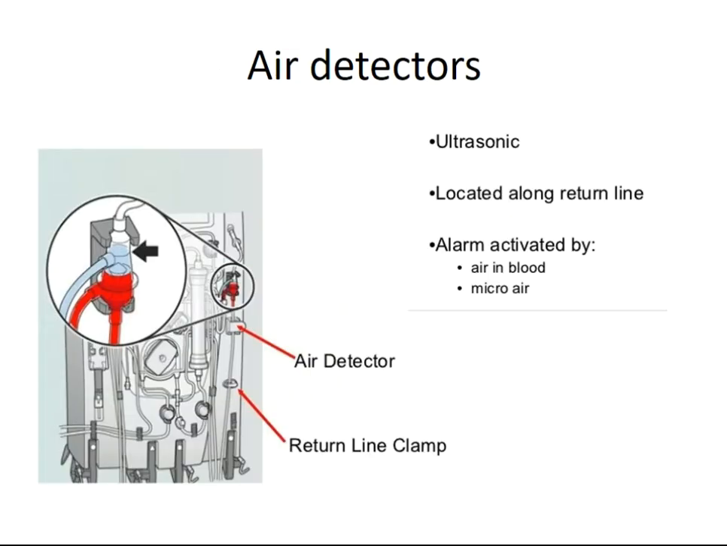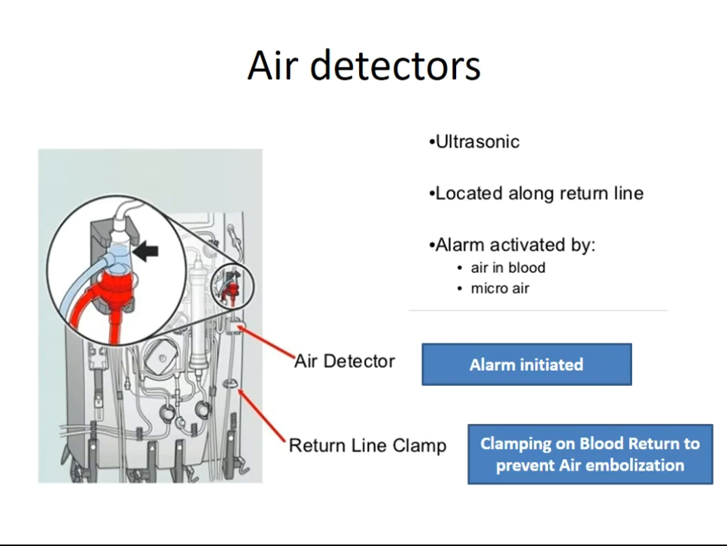Air detector on the terminal part of the venous line is located along the return line and is activated by air in the blood and microemboli. When the alarm is initiated, there is clamping on the blood return side to prevent air embolization. An essential safety step.